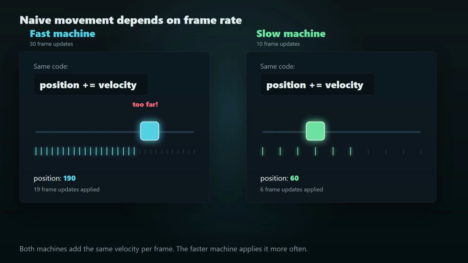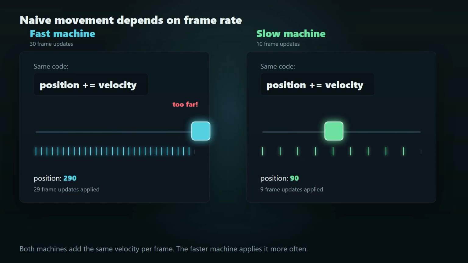In the last video, we talked about movement. We said that movement is just updating your position over and over again, something like position plus equals velocity. But we also learned towards the end there that there's a problem with this. A faster machine is going to add that velocity more times per second than a slower machine, which means depending on the performance of your machine, your gameplay experience can be different, which is not what we want. So what we need is a way to scale movement based on the passage of time.